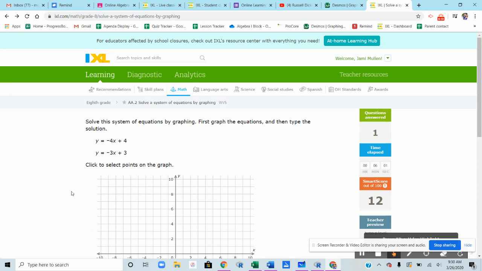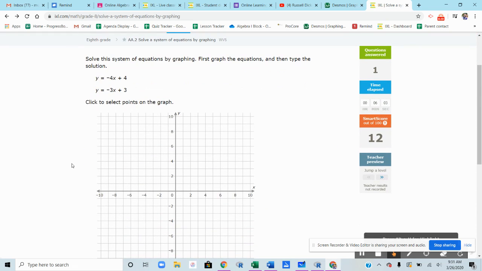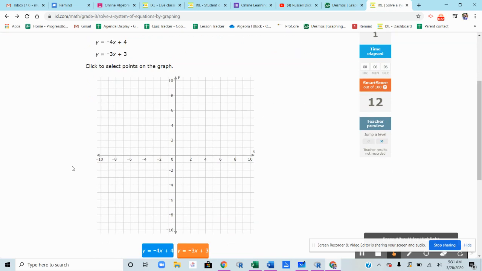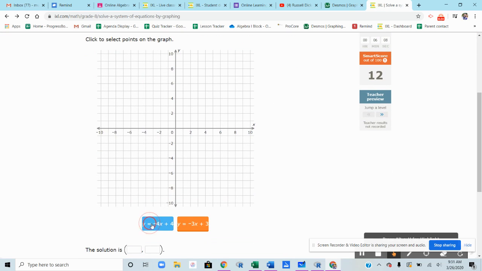I'll go through a couple more in case you want to see a couple of other examples, but this is essentially all you're doing on these IXLs. So click on the first button. Your y-intercept is +4. Your slope is -4. So your y-intercept is +4, go up to 4. Your slope is -4, which means go down 4 and right 1.